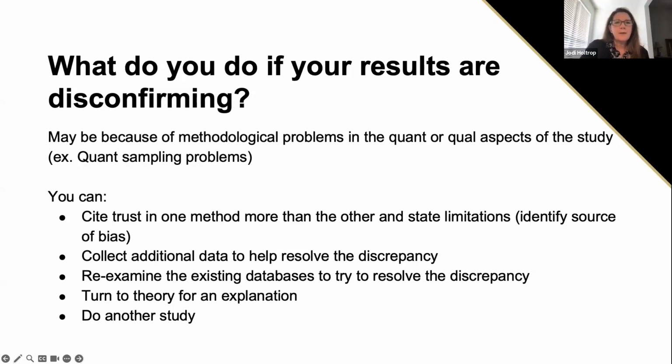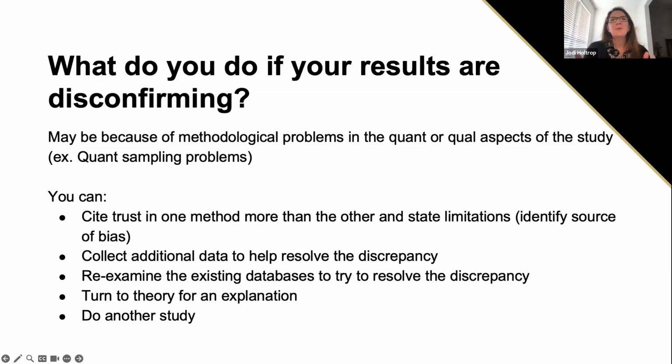You can re-examine your databases to make sure that everything's accurate. You can look to a theory to try to explain. You can do another study. Usually most people just state that they don't go together, and then they talk about why, and they leave it. Most of the time, if you have the same sample and you're really careful about the questions you ask or the data that you're looking for, they do tend to go together. But sometimes, especially quantitative data like medical record results, they just don't add up well together.